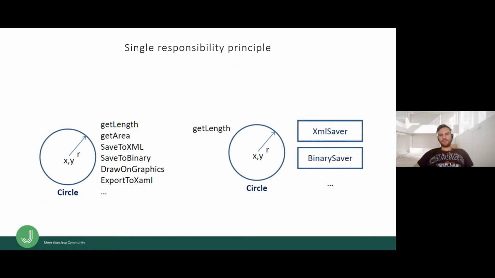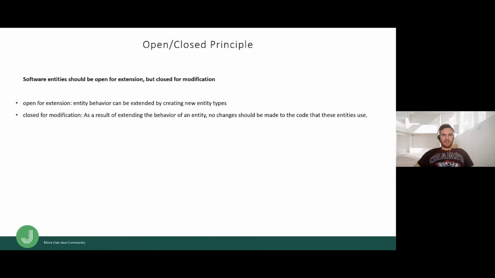These classes would be easier to test and easier to extend. If you need one more saver, you just need to implement one more class of the interface and so on and so forth. Let's go to the second principle, which is called the open-closed principle. It means your classes, your modules should be open for extension, but closed for modification.